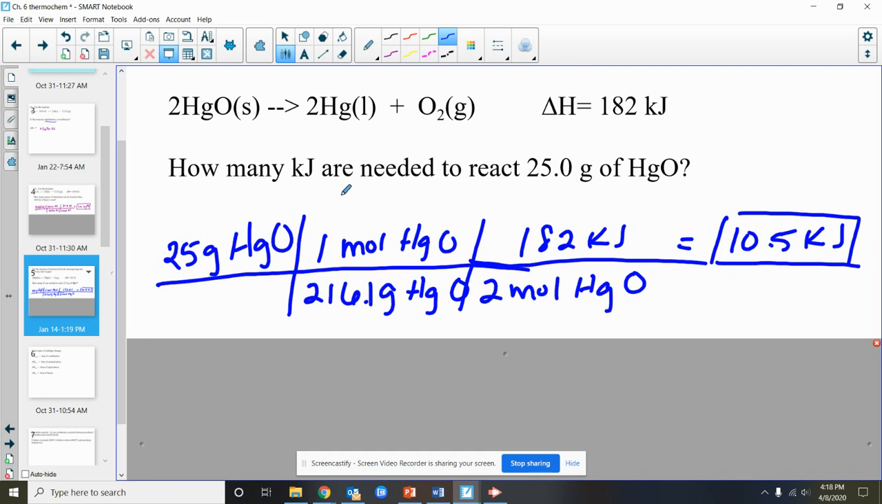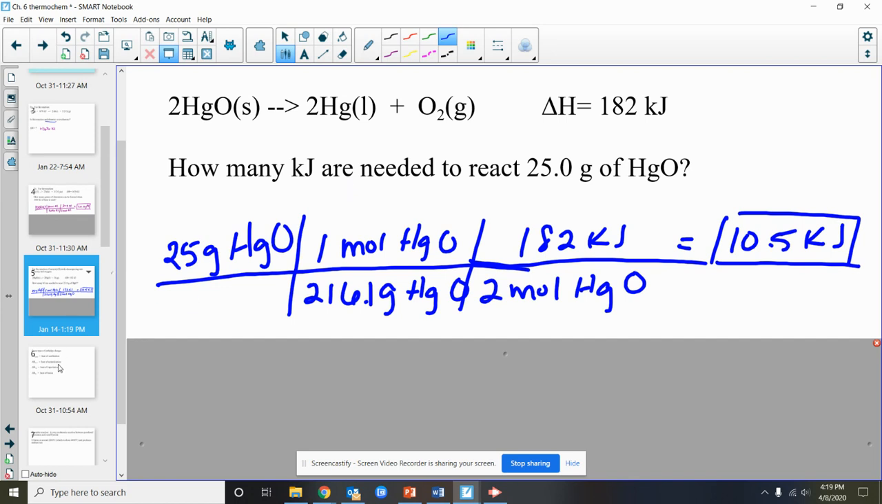But the point is, if you are in heat energy, your only option is to go to moles. You can't go right from your heat energy, your kilojoules, right to grams, because this is a mole heat energy ratio. So make sure you go heat energy to moles first, and then you could convert to grams if you needed to do that.